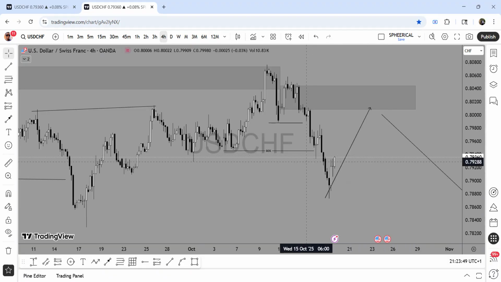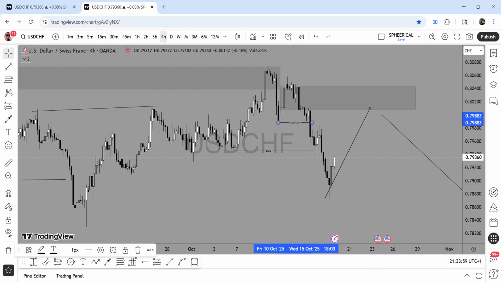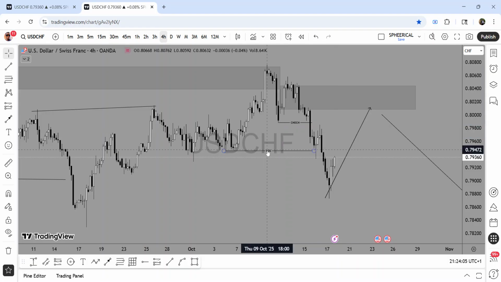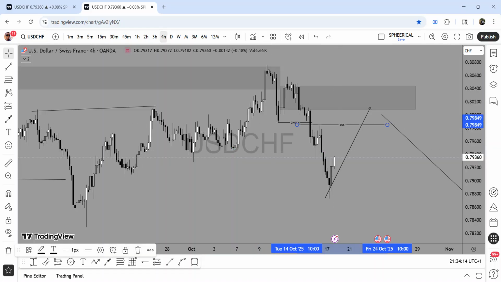If you come to 4 hours, this is our market structure shift or change of character in 1 day. So let's label it change of character. This is our change of character in 1 day. This is our break of structure we marked out in 1 day. So let's adjust it.